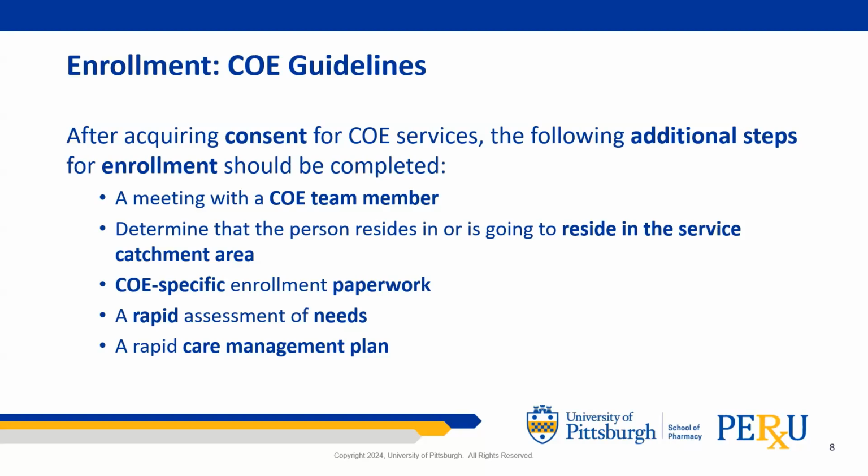The COE should determine that the person resides in or is going to reside in the service catchment area and can receive care management services. COE-specific enrollment paperwork, including ROIs for providers in the area to allow for coordination of care and ROIs to release de-identified data to MCOs, DHS, and Peru should be completed. COEs should document in the client's chart the outreach to other COEs, MOUD, and care management providers in the area to avoid client duplication. Lastly, after acquiring consent, the COE should complete a rapid assessment of needs and a rapid care management plan.